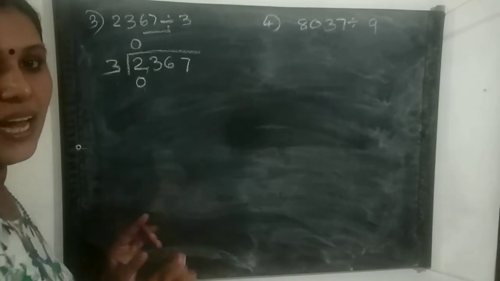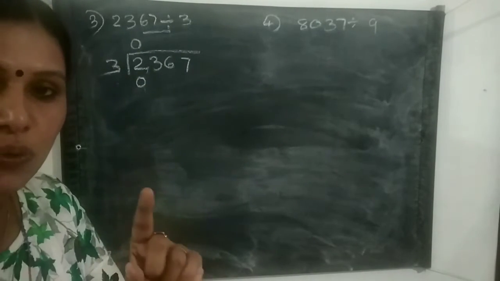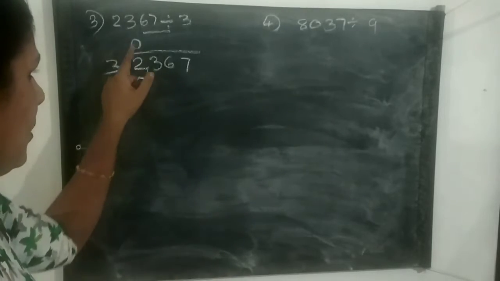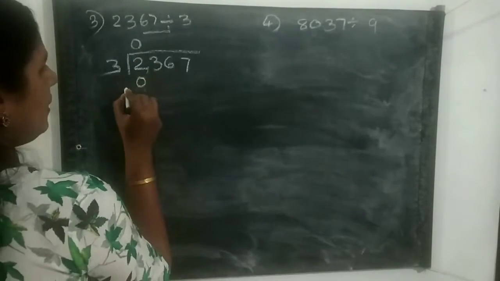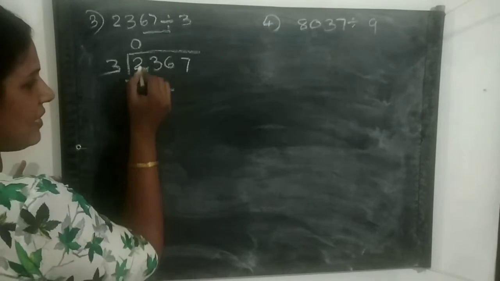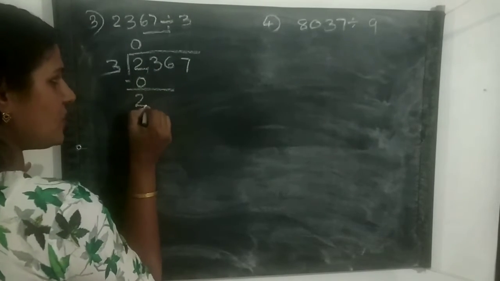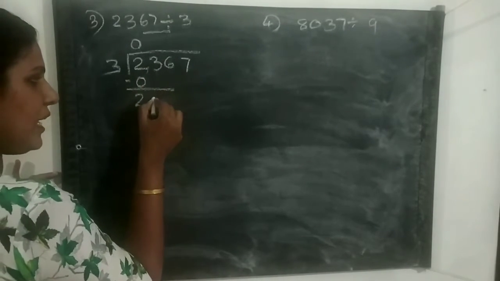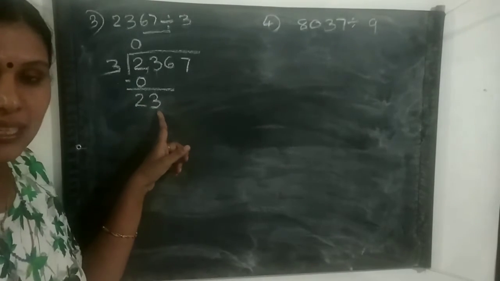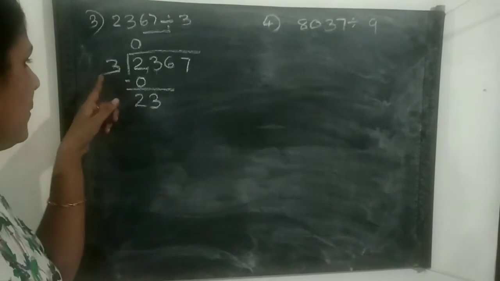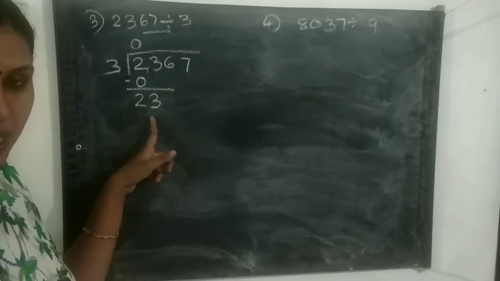That means how many times does it go? It goes only 0 times. That is 3 into 0 is 0. Okay, understood? The next step is subtraction. That is 2 minus 0 is 2. And we bring down this 3 from the top and now we get as 23. Then next is how many times does this 3 go into this 23.